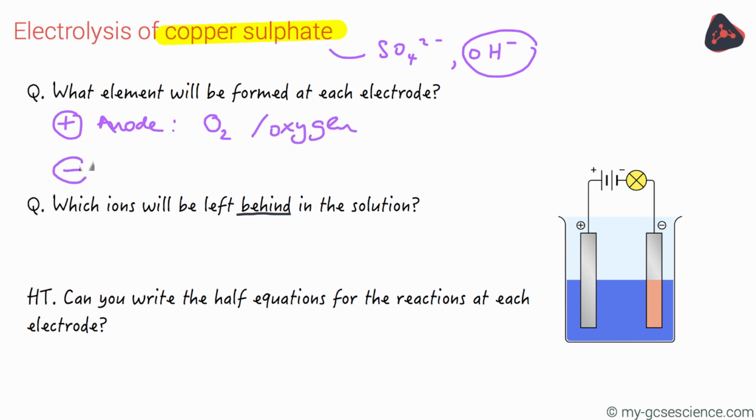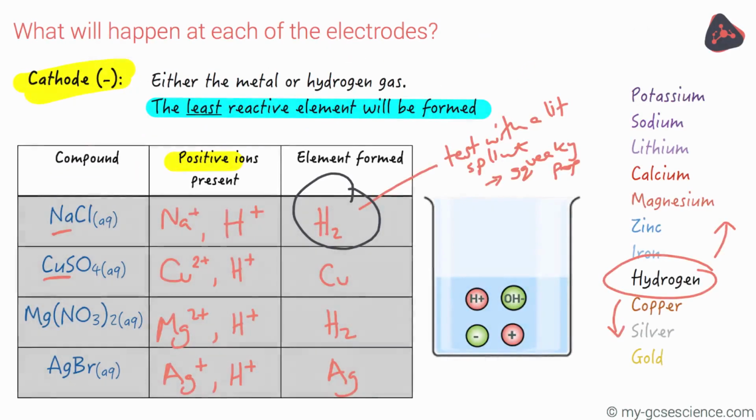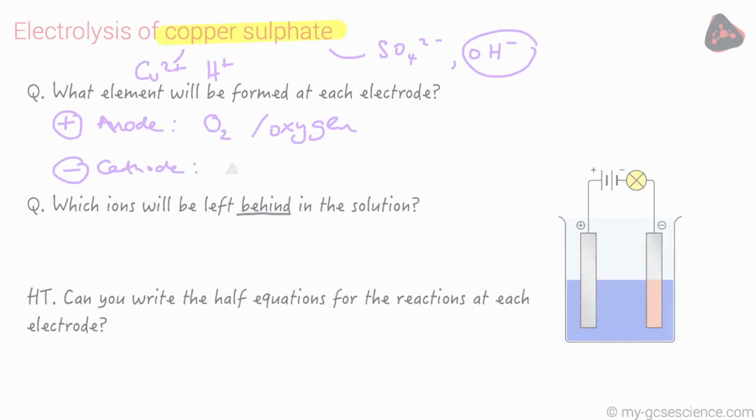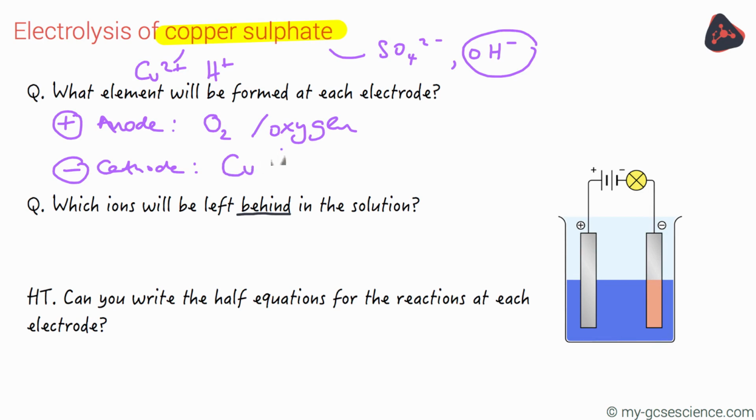And at the negative electrode, which is the cathode, we're going to have either the metal copper, because we've got copper 2+ ions, or the gas hydrogen, because we've got the hydrogen 1+ ions. So we need to compare their reactivity from the reactivity series, and copper is less reactive than hydrogen, so copper is going to be formed at the cathode. So if oxygen is formed from the hydroxide and copper is formed from the copper ions, which ions will be left behind? Well, of course, that's going to be the hydrogen ions and the sulfate ions.